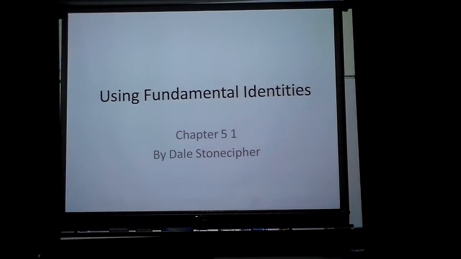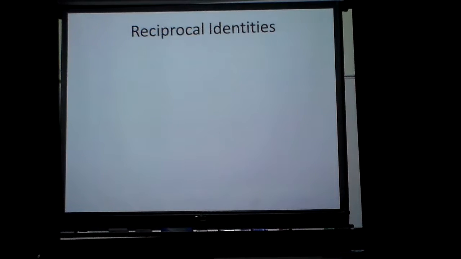Okay, we're going to talk about using fundamental identities. And the first thing we're going to do is learn what a few of the identities are. Most of them you already know, especially maybe the reciprocal identities, which are 1 over cosecant, that is the reciprocal of sine, and 1 over secant is the reciprocal of cosine.